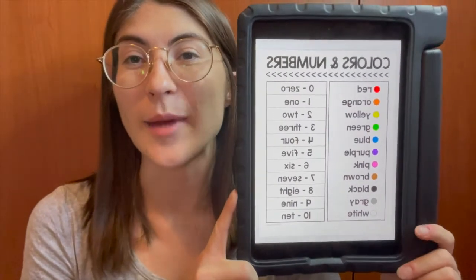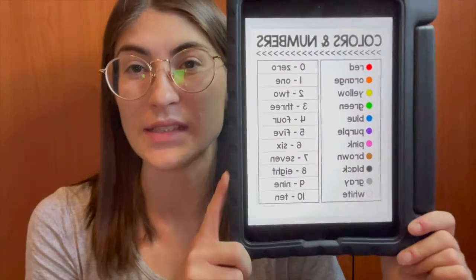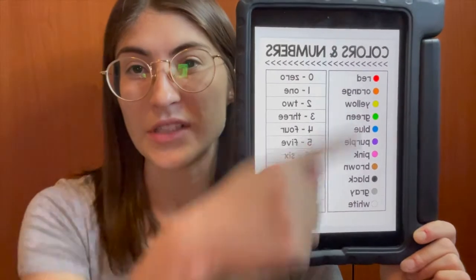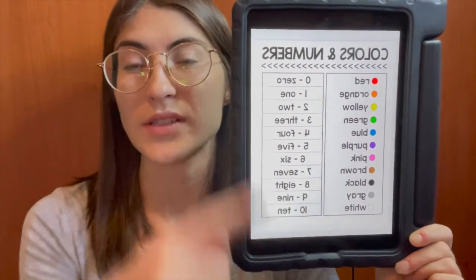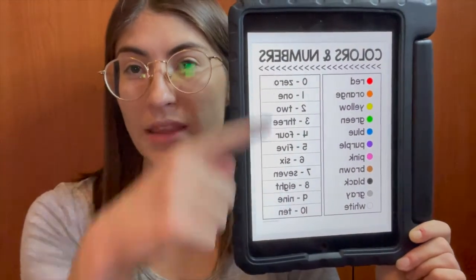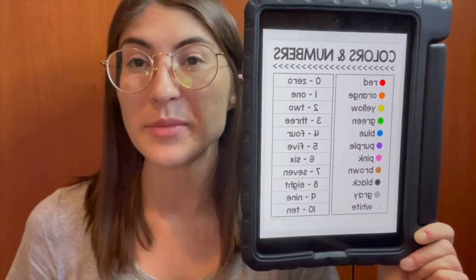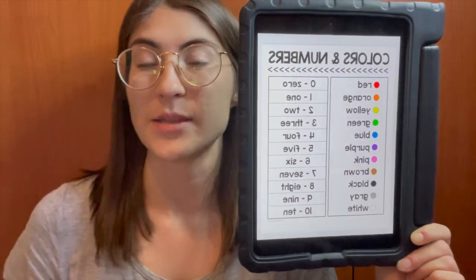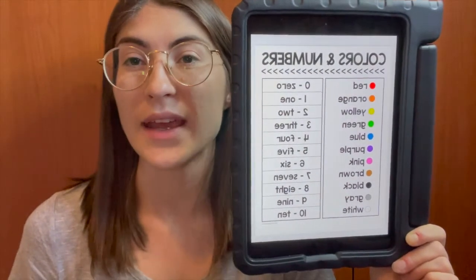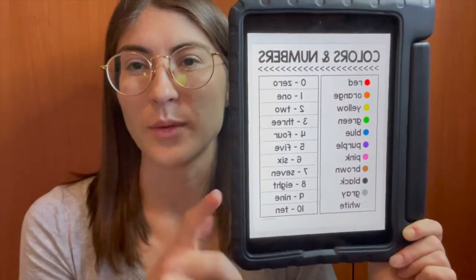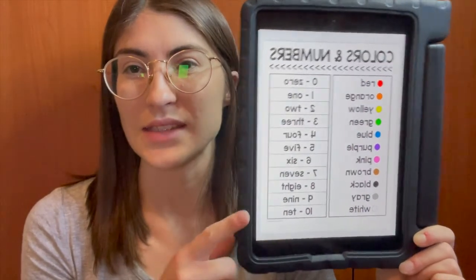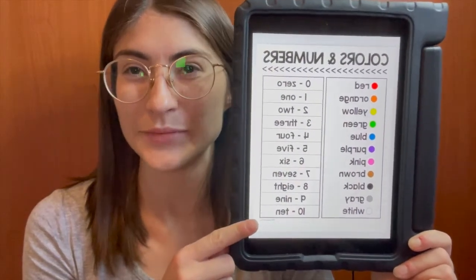Now, students write about colors and numbers often, so this is a great reference point for them, printed in color with the color words as well as the number symbols and the number words. Again, in kindergarten, students often flip some of their numbers, so this is a great reference to make sure their numbers are facing the right way. And also, some of the number words are a little on the tricky side, so this is also a great reference for that as well.